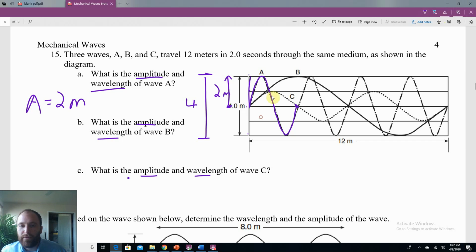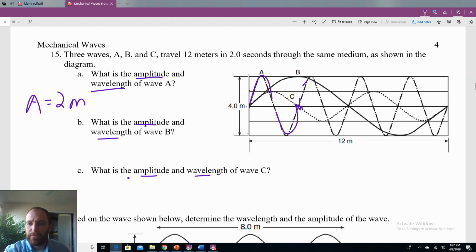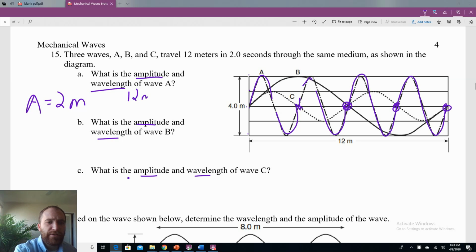Onto the wavelength. It looks like this whole thing is 12 meters, right? But the wavelength is, by definition, the length of one wave. So let's figure out how many waves we got. I'm just going to follow this through. 1, 2, 3, 4. It looks like we have 4 waves in the 12 meters. How could we figure out each individual one? Well, I would say we take 12 meters and just divide it by 4. That gives you a wavelength of 3 meters.